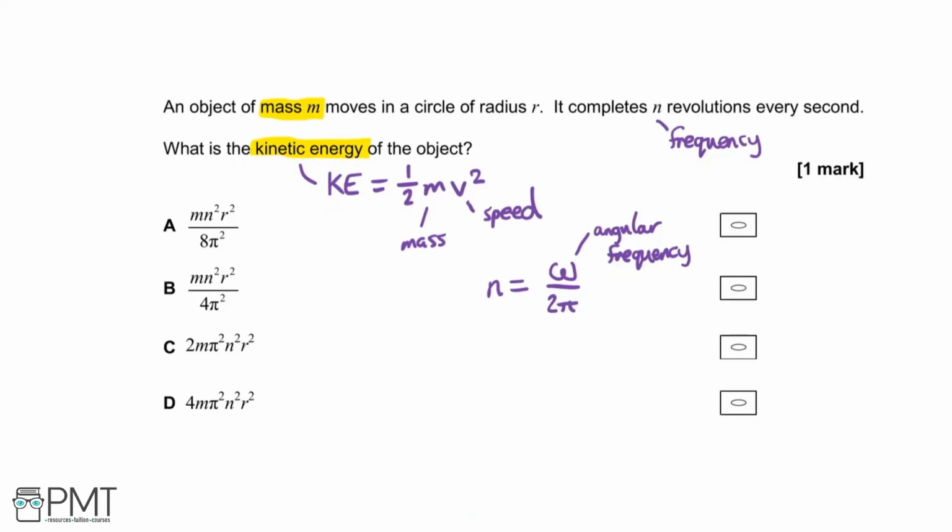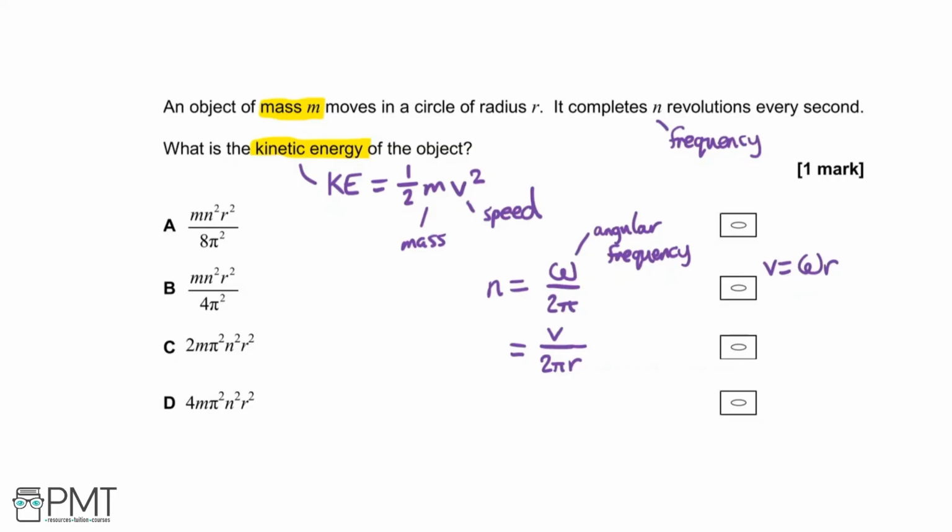Now we can relate the angular frequency to the linear speed. V is equal to omega r, so the linear speed is equal to the angular frequency multiplied by the radius. Now I won't put any labels on that because V we've already labelled as speed, omega is angular frequency, which you can see in the middle, and r is radius, which is mentioned in the question. So what that tells us is that n is equal to V divided by 2 pi r, and that's how we connect to kinetic energy because we've got that value of V.